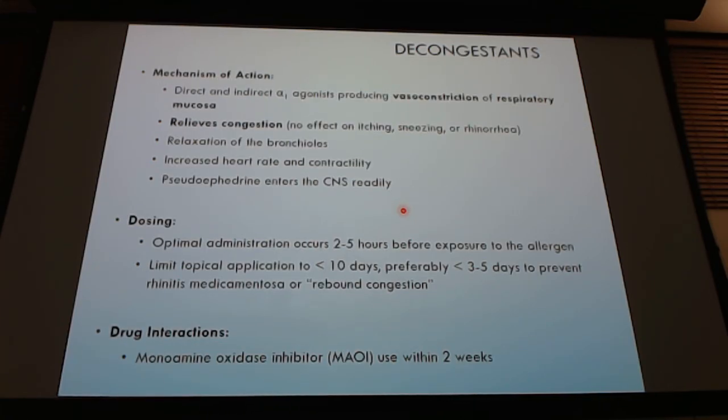Mechanism of action, kind of what I was already talking to you about before, right? So working on that alpha-1, and so when I'm talking about alpha-1 agonist, therefore I can have some vasoconstriction, and therefore I can relieve some of that congestion because now I have decreased how much is flowing through that area, which is my problem. That's why I am congested. You'll also see that you can have some relaxation of the bronchial smooth muscles.